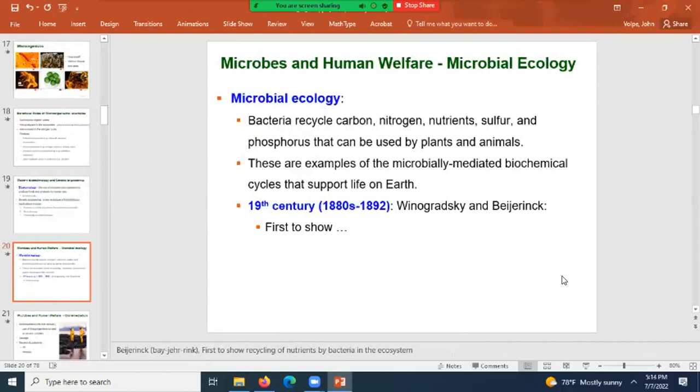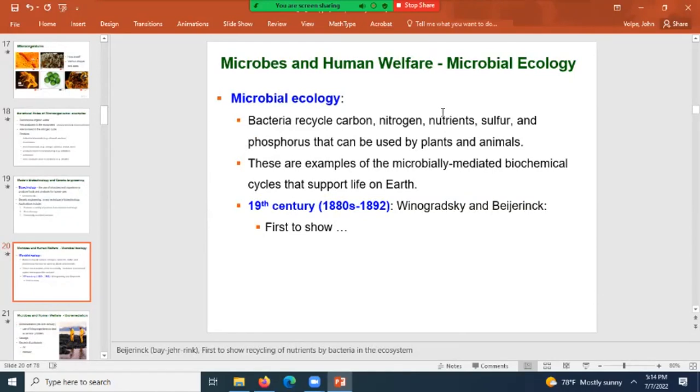Microbes are important for human welfare. Microbes are important in our microbial ecology. Microbial ecology is where microbes interact in the ecosystem. We use microbial ecology for bacteria to recycle many nutrients, such as carbon, nitrogen, I've already talked about.